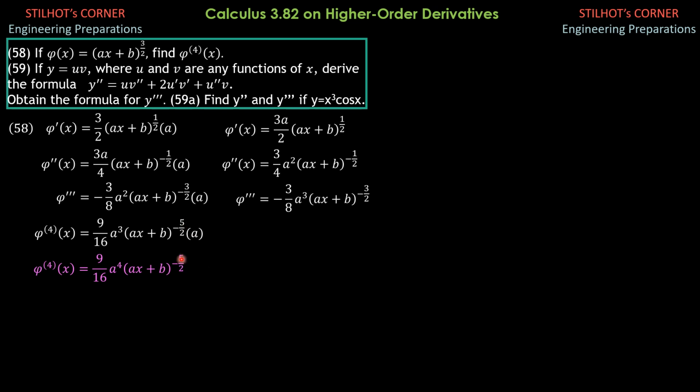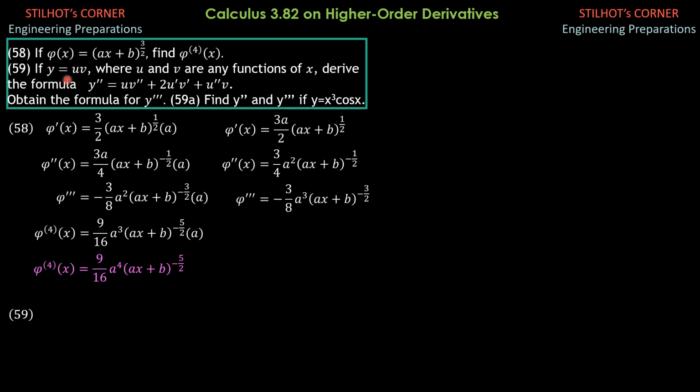We can also put this in the denominator. The answer may also be 9A to the fourth over 16 times quantity AX plus B to the positive 5 halves. But let's just leave the answer in that way, patterned after the original function.